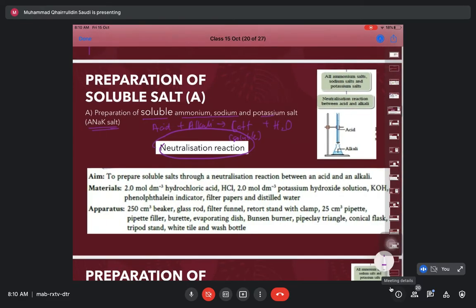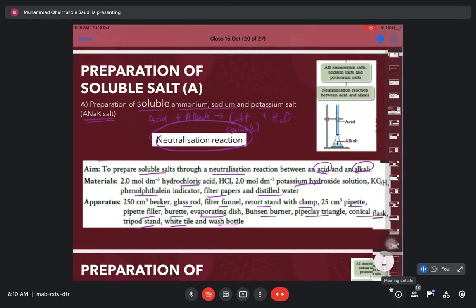So aim to prepare soluble salt through a neutralization reaction between acid and alkali. So mestilah material dia ada hydrochloric acid, ada alkali, ada phenolphthalein, filter paper, distilled water. The apparatus adalah apparatus yang diperlukan untuk buat titration process. So kena ada beaker, glass rod, filter funnel, retort stand with clamp, pipette, pipette filler, burette, evaporating dish, Bunsen burner, pipe clay triangle, conical flask, tripod stand, white tile, and wash bottle. Kita tengok satu per satu.